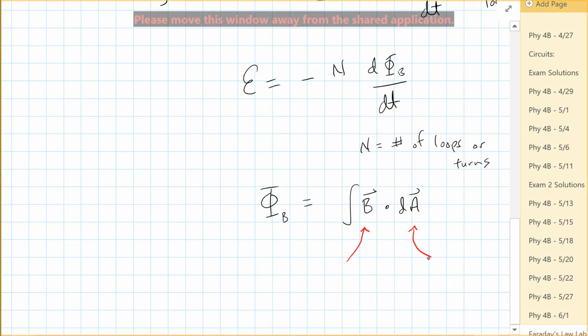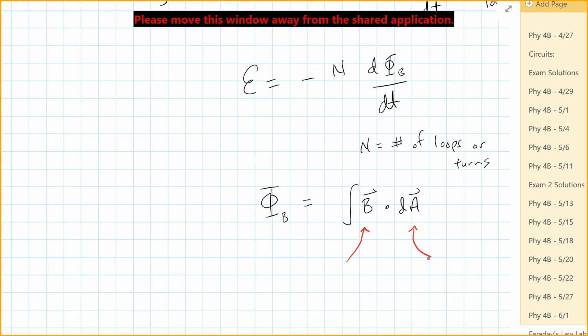Let's see. It's a little hard with that one, but it is possible. I could make a loop of wire out of something like this.